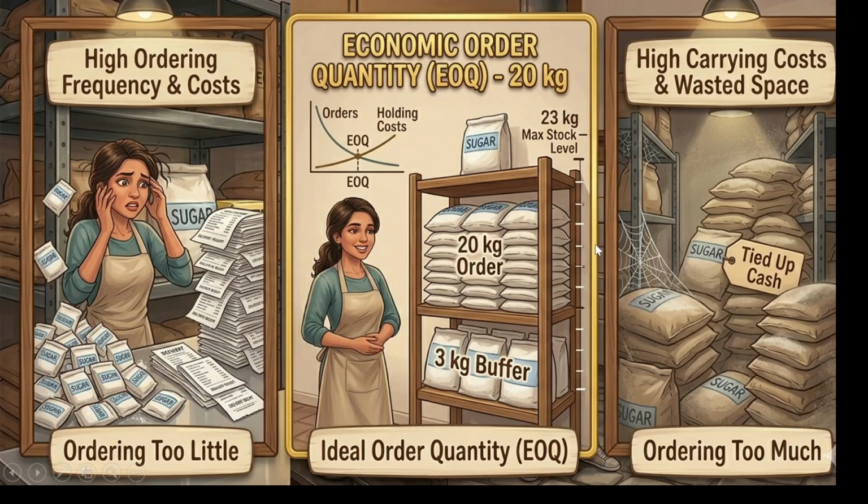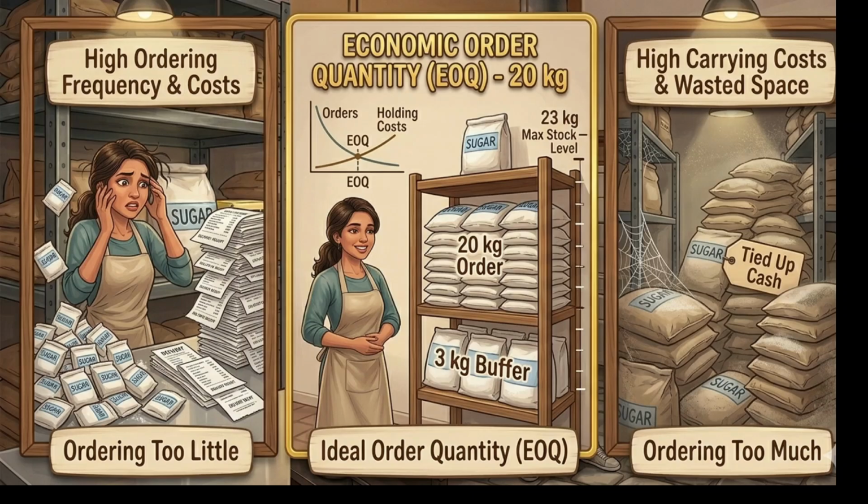All right. So the ideal 20 kilograms is an economic order quantity. It is the sweet spot between holding costs, as shown here, and the orders, as shown here. Wherever they intersect on the graph, that is her economic order quantity. All right, with a buffer of 3 kg. So 20 kg is her economic order quantity, but she has also set 3 kilograms of a buffer.